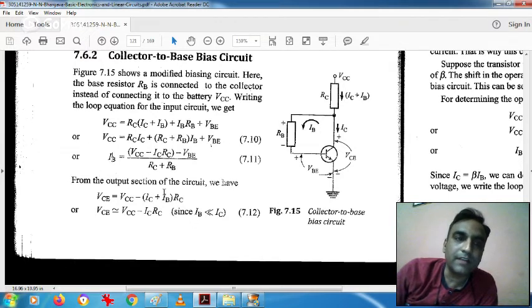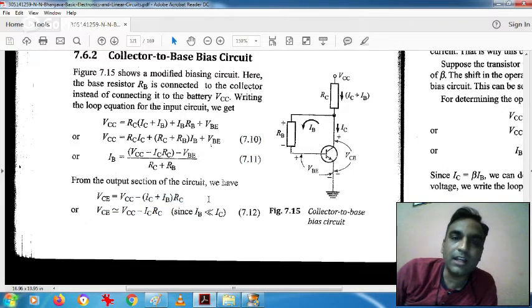Now from the output side, VCE is equal to VCC minus... see, what the output side contains: VCC, then the drop across RC having the current IC plus IB, then the drop VCE, and then it is grounded. So we write VCC is equal to (IC plus IB) into RC plus VCE. Making the equation of VCE from this, we can write VCE is equal to VCC minus (IC plus IB) into RC.